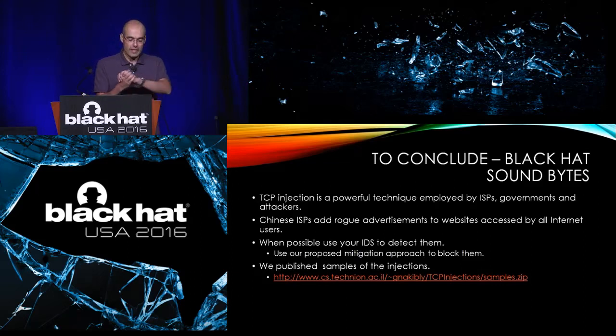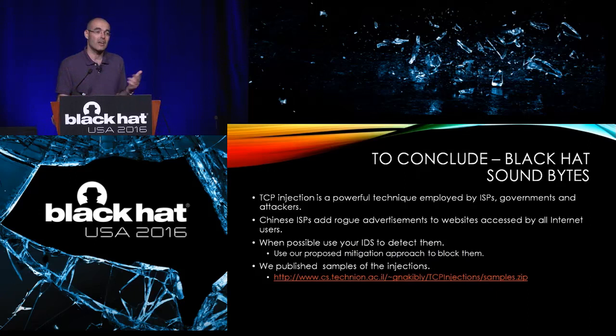Okay, so with that, I would like to conclude with the Black Hat soundbites. The main takeaway from the presentation: TCP injection is a powerful technique that is currently deployed on the internet by ISPs, governments, and attackers. We learned that Chinese ISPs add rogue advertisements to websites accessed by all internet users, not only Chinese users. When possible, use your IDS to detect those injections. As you've seen, detection of injections is pretty straightforward. And if you want to block those injections, you can use our proposed method.